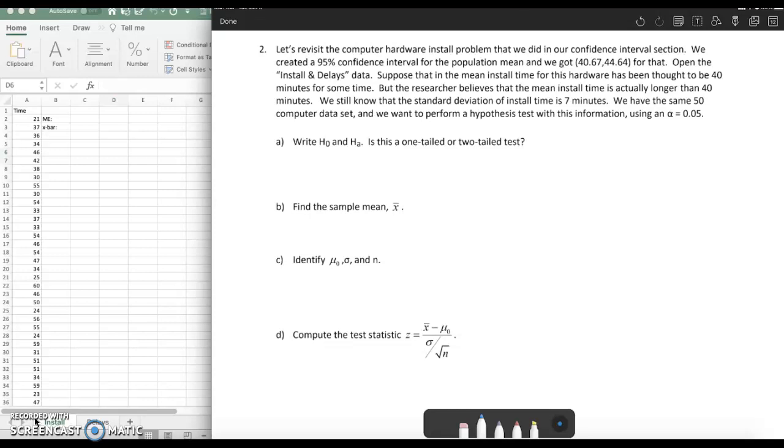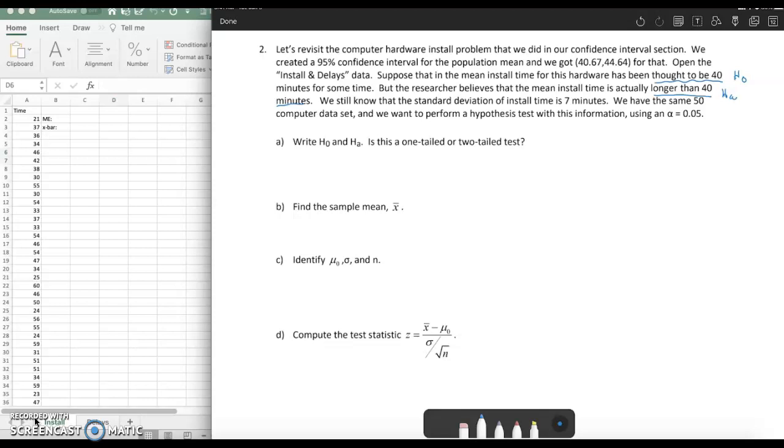So you want to open that install and delays data again, and install is the first page. As a reminder, the mean install time, this is new for this particular problem, for this hardware has been thought to be 40 minutes for some time. So that's like the accepted value. That's where our null is going to come from. But this researcher believes that the mean install time is actually longer than 40 minutes. That's what he is trying to show, so that's where the alternate hypothesis is going to come from.